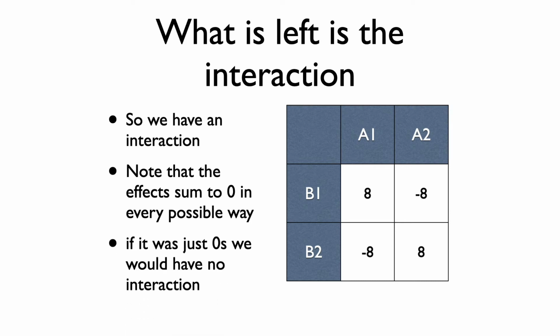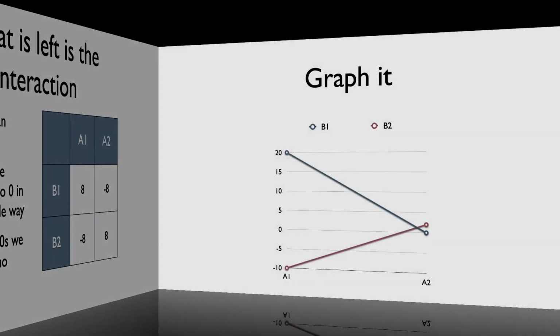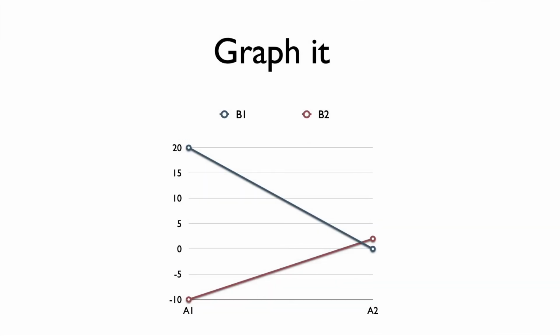If it was just zeros, we have no interaction. Let's just graph it to see if we have our interaction, just to double check. When I was a young lad, I would usually graph them first. You can do it either way. Graphing at the end or at the beginning is a way to double check. The arithmetic is really more important.